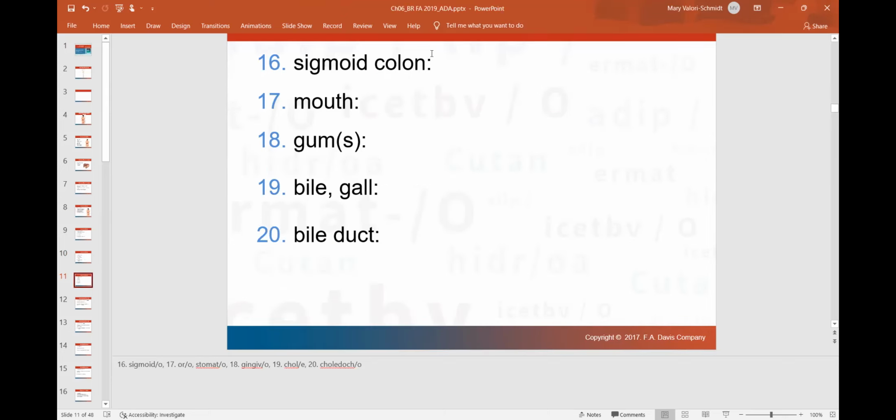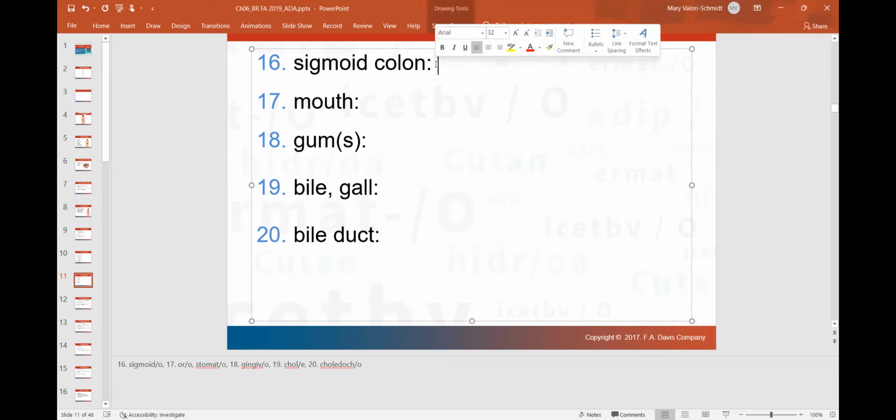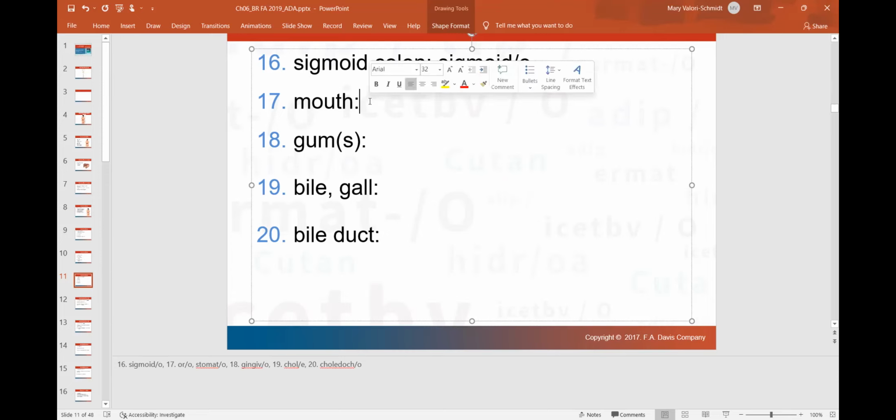The sigmoid colon, that one's pretty easy. Sigmoido. The mouth, oro, like oral. Or you can also call it stomato. If you have inflammation of the mouth, that's stomatitis. The gums are gingivo.